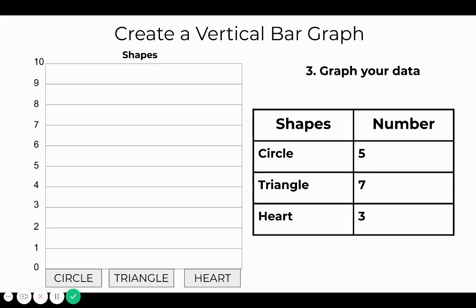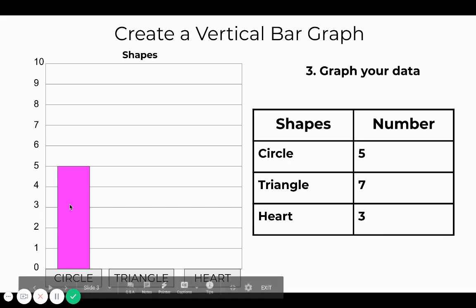Now I'm ready for step 3, which is to take that data that I collected and graph it. I know that I have 5 circles that I counted, so I want to create a bar that goes all the way up to the line that says 5, or color in 5 of these spaces with my bar. It'll look like this when I'm finished coloring. I can go ahead and check that I have 5 spaces by checking 1, 2, 3, 4, 5, or looking at the number it goes up to, 5.